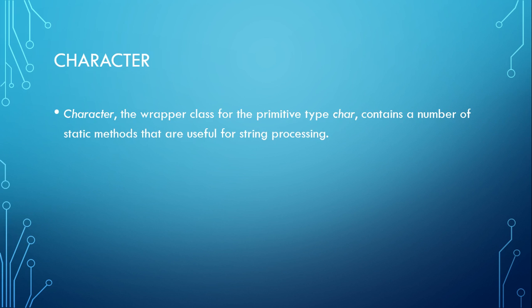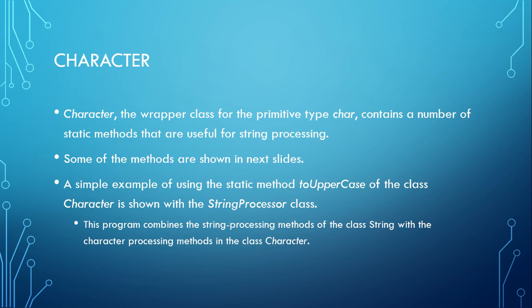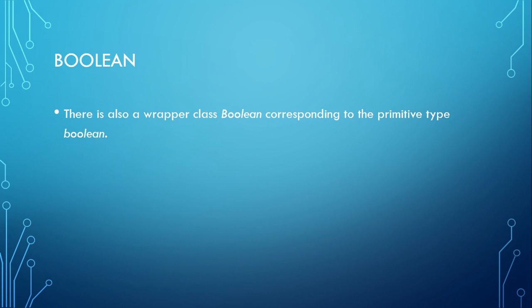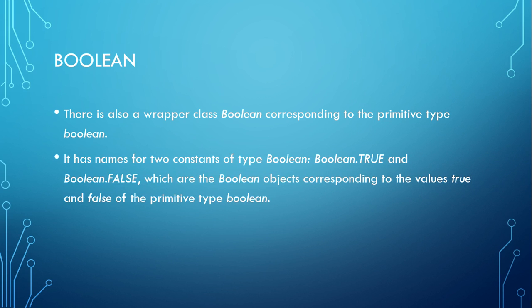Right, Character. The wrapper class for the primitive type char contains a number of static methods that are useful for string processing. Some of the methods are shown in the next slides. A simple example of using the static method toUpperCase of the class Character is shown with the StringProcessor class. This program combines the string processing methods of the class String with the character processing methods in the class Character. Right, Boolean. There's also a wrapper class for the primitive type boolean. It has names for the two constants of type Boolean, Boolean.TRUE and Boolean.FALSE, which are the Boolean objects corresponding to the values true and false of the primitive type boolean.